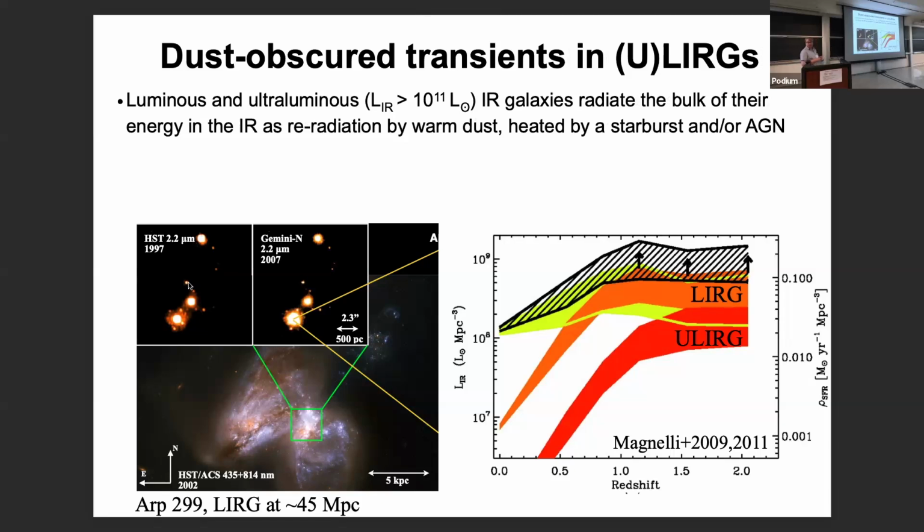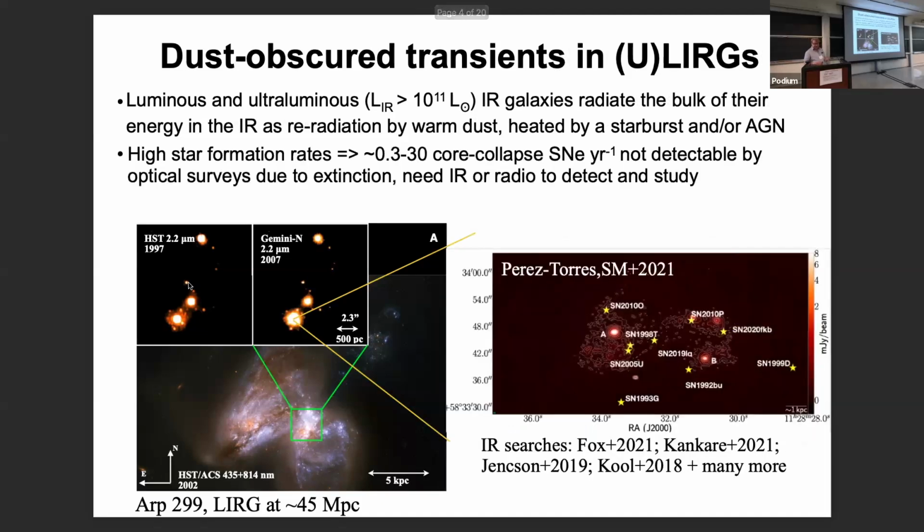This is Arp 299, a famous example at about 50 megaparsec distance. There is an HST optical image here, and then we zoom in to the nuclear regions using near infrared with the HST and Gemini North with adaptive optics. Here we actually see that one of the nuclei of the galaxy has brightened by a big amount over 10 years' time. I will talk more about this transient in the next slides.